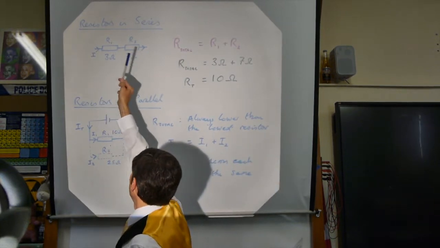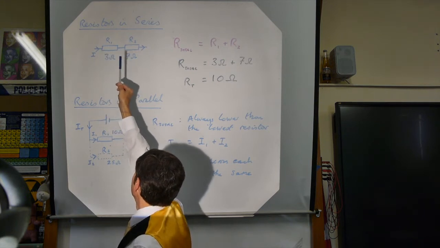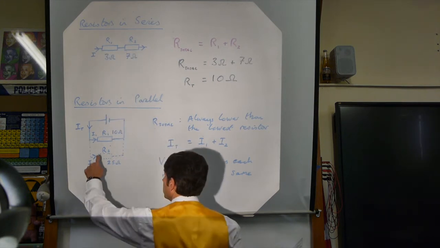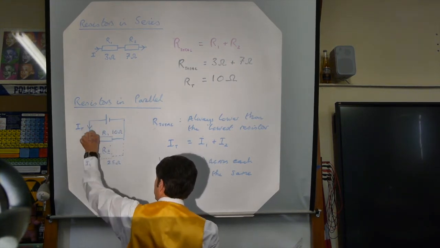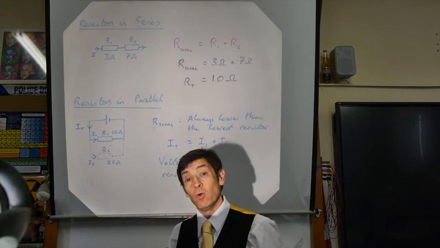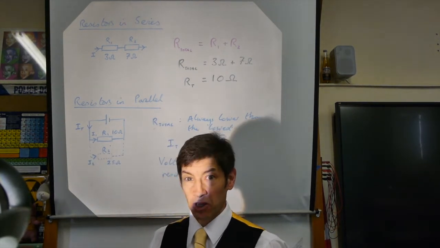That's not true of a series circuit. The battery is between here and here, so this one gets some of the voltage, potential difference, and this gets the rest. Whereas here, remember, this resistor is directly connected to the battery. This resistor is directly connected to the battery and therefore draws more amps and it's going to flatten the battery quicker.